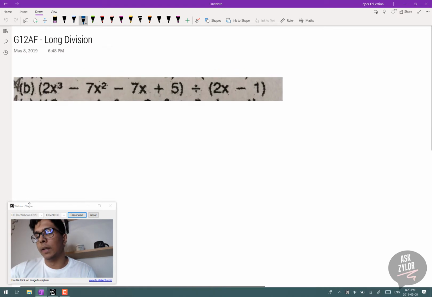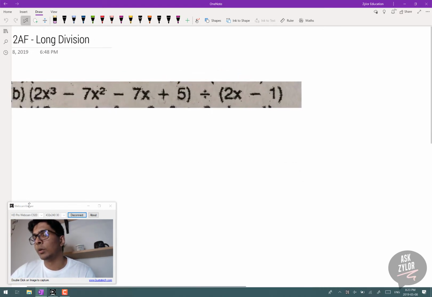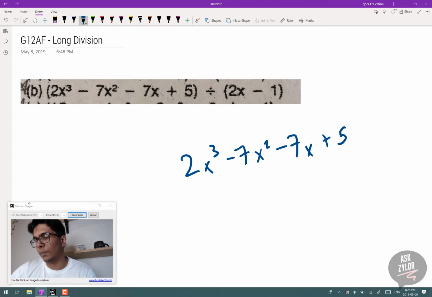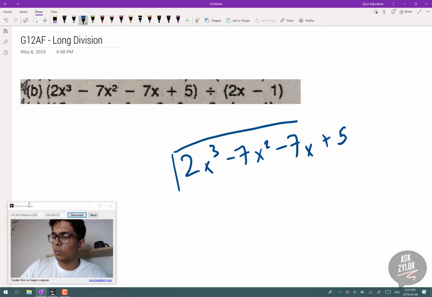So this is a grade 12 advanced functions question. It's dealing with long division of polynomials. So we have 2x cubed minus 7x squared minus 7x plus 5. This is being divided by 2x minus 1.